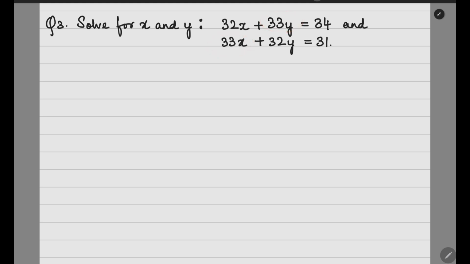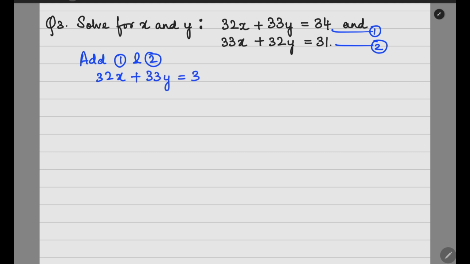So whenever you have such questions, the very first thing that you have to do is take this as equation 1 and this as equation 2. Add 1 and 2. So when you're adding 1 and 2, what do you get? Let's add. 32x plus 33y equal to 34. I'm just rewriting it again. 33x plus 32y equal to 31. Just add it up. Whenever you're adding, you don't have to do anything, just add.